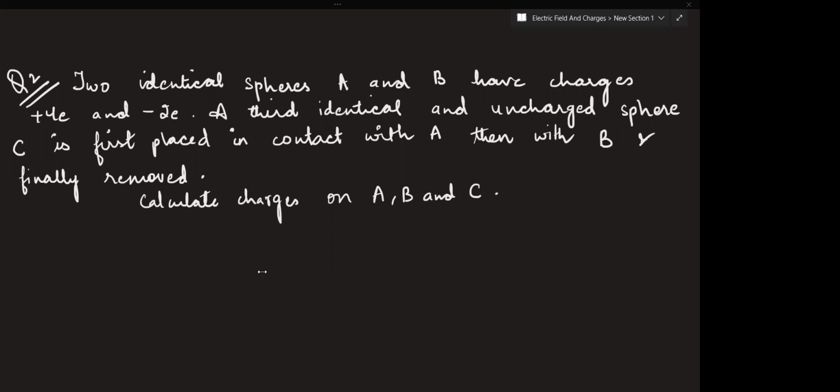Others, except for Salman and Shravya, Atif, Aisha, Khalid, Maimuna, at least tell it for sphere A. Both of these are identical. C is uncharged, means it will have zero charge. Charge on A is plus 4E. So in the example also, we have taken this. Yes, Atif. Atif is right.